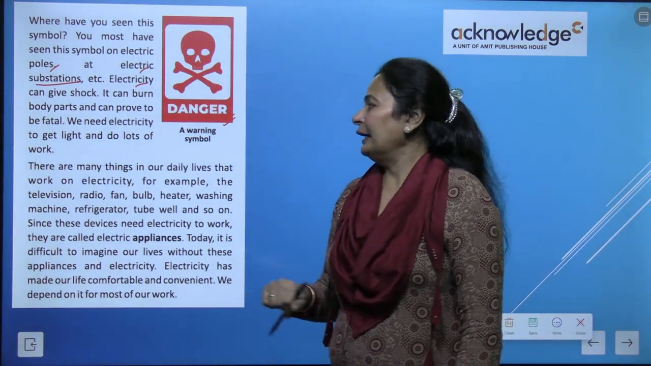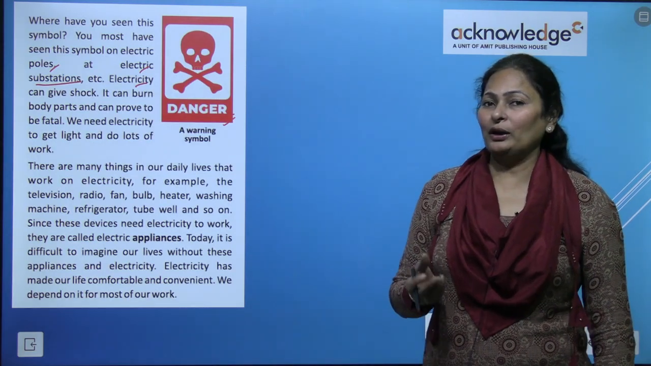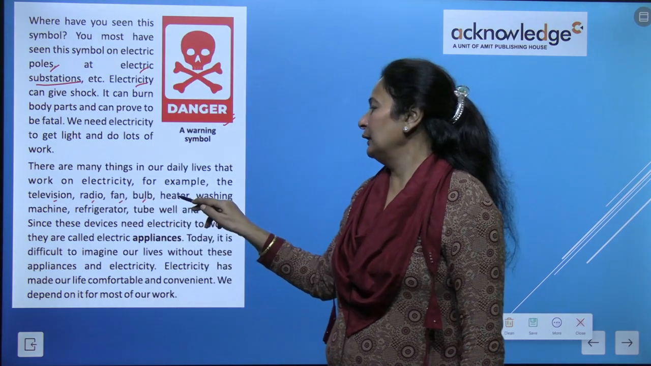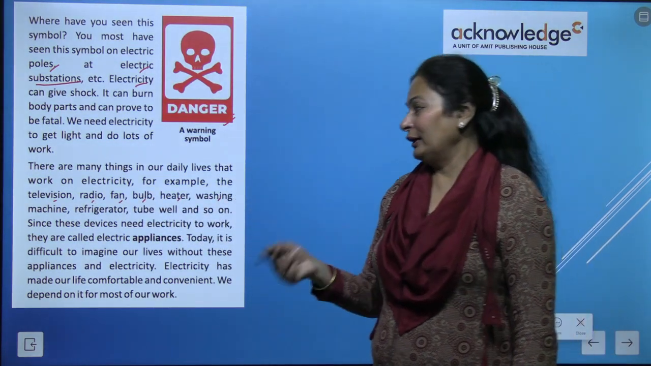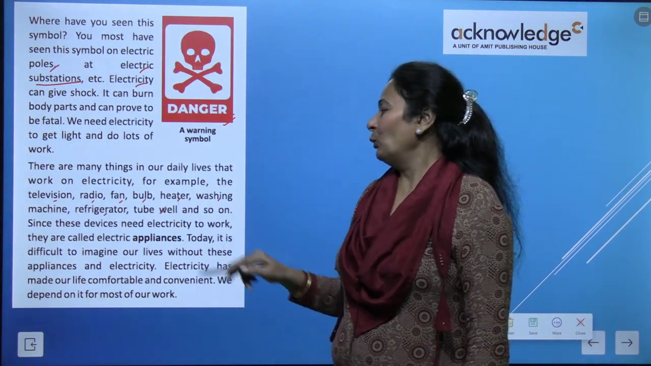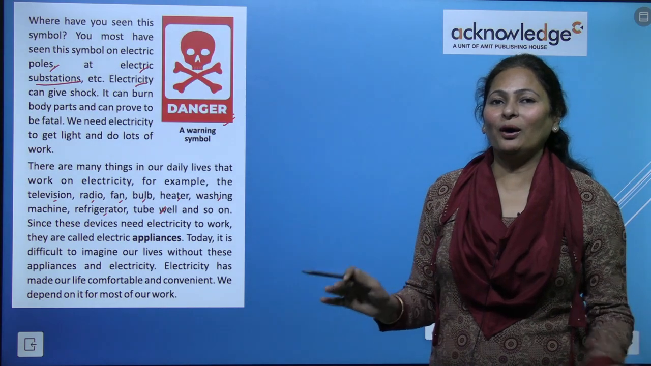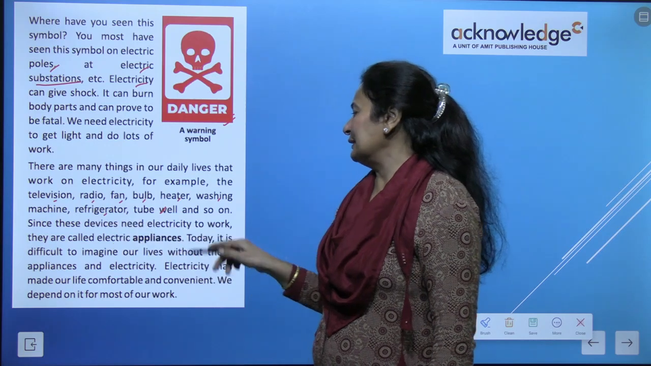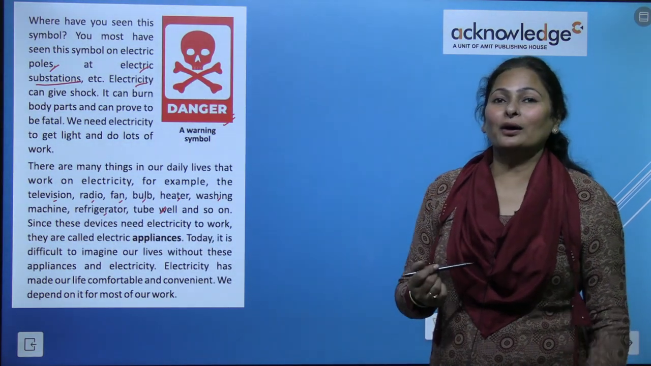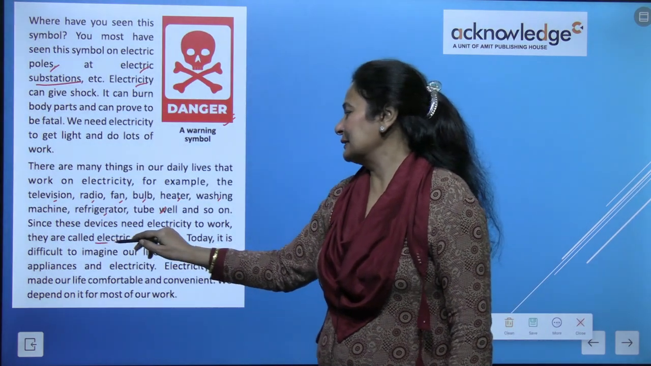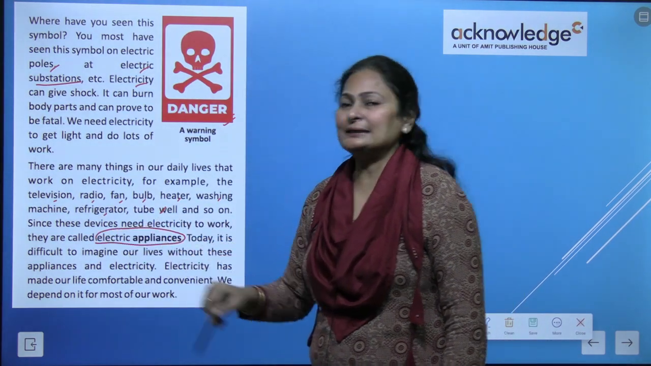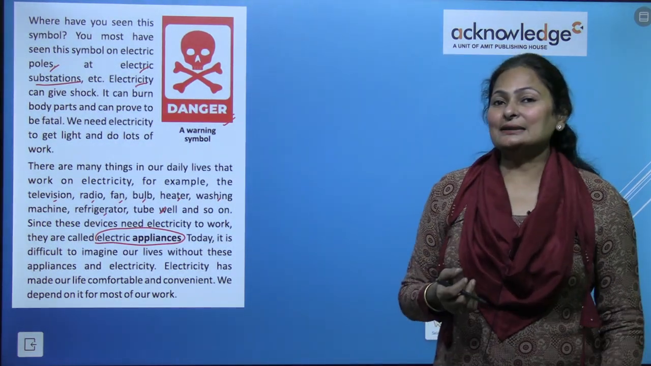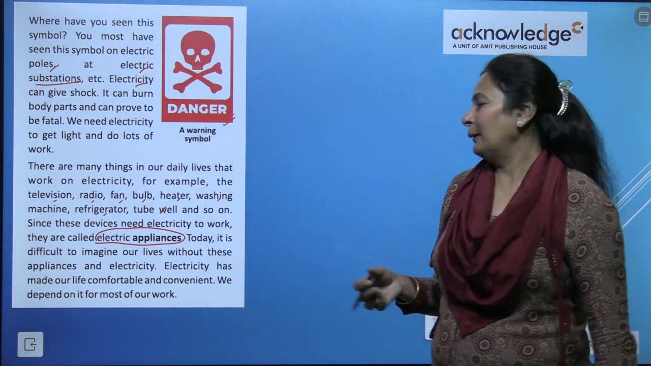There are many things in our daily lives that we do on electricity. We all are using electricity where? For the television, radio, fan, bulb, heater, washing machines. What else? It is refrigerator also, two wheels also, and so on. We have so many electronic appliances. These devices need electricity to work. So what do we call it? We call it electric appliances, because the appliances that run on electricity are known as electric appliances.